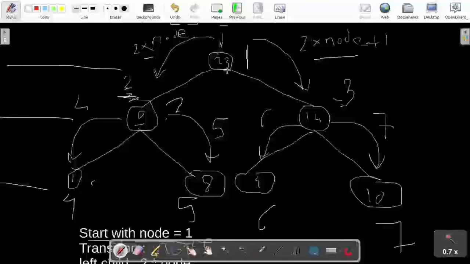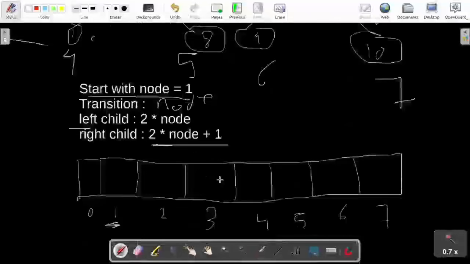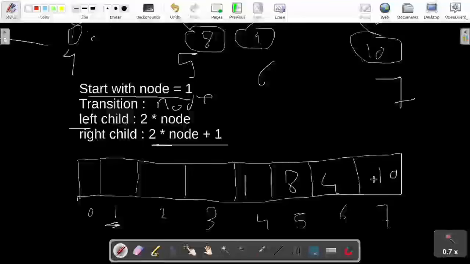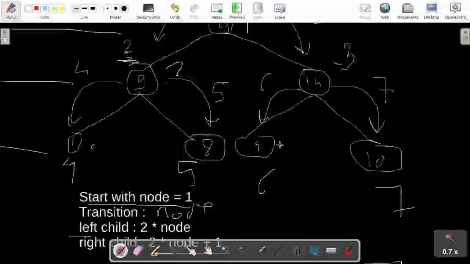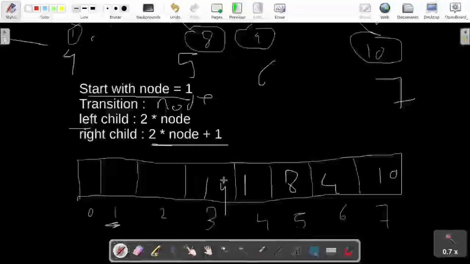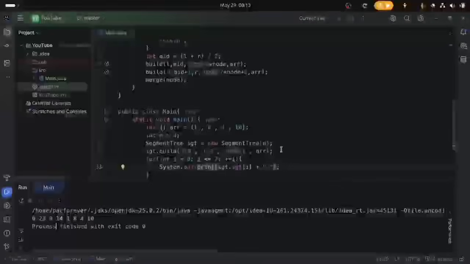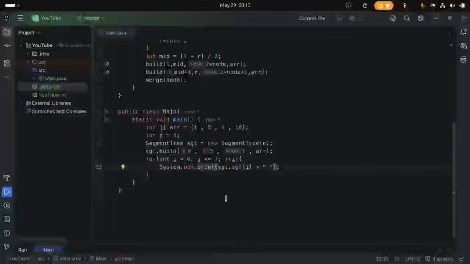Let's write it quickly. So here, 1 2 4, at 4 we will insert 1, at 5 we will insert 8, at 6 we will insert 4, at 7 we will insert 10. This node, index 3, will combine 6 and 7, that is 14. For index 2, it will combine 4 and 5, that is nothing but 8 plus 1, 9. And for the root node it will be 14 plus 9, 23. So as you can see, 23 9 14 1 8 4 10, 23 9 14 1 8 4 10. So our build function is working correctly.